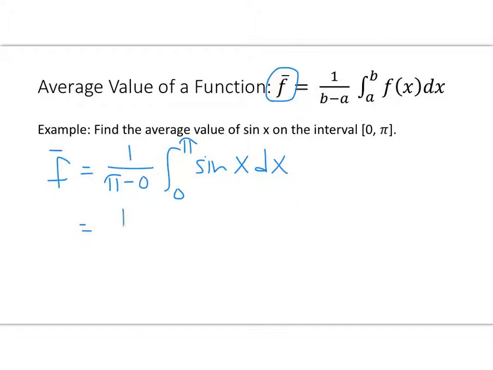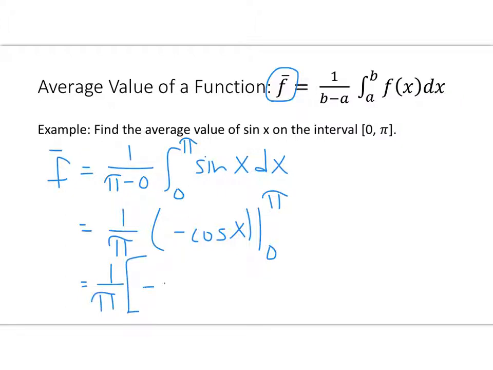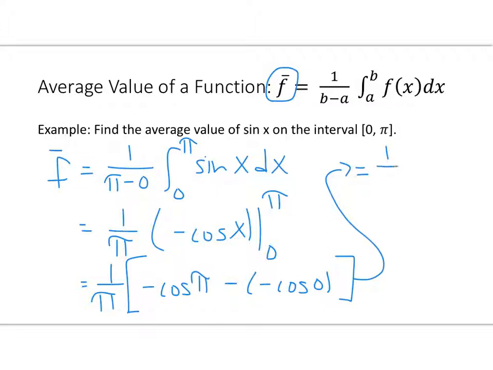So this is equal to 1 over pi. The integral of sine is negative cosine x evaluated from 0 to pi. So my 1 over pi is staying out front. So I have negative cosine pi minus negative cosine of 0. So now I have 1 over pi times cosine of pi is negative 1, negative times negative is positive, cosine of 0 is 1. So the average value is 2 over pi.